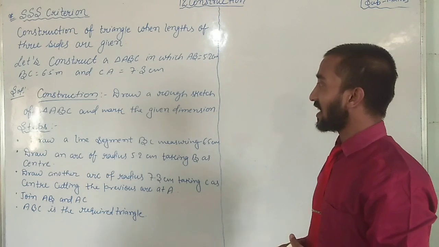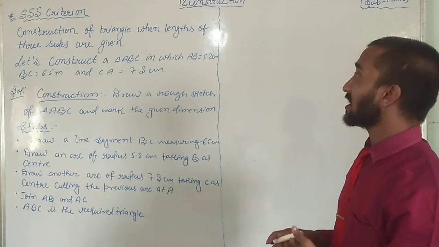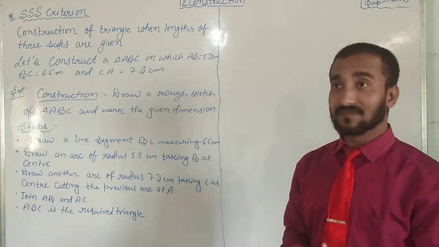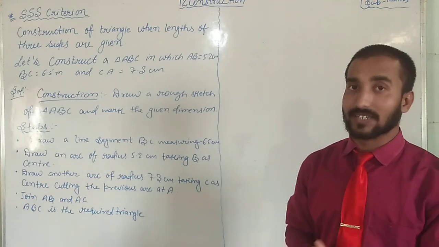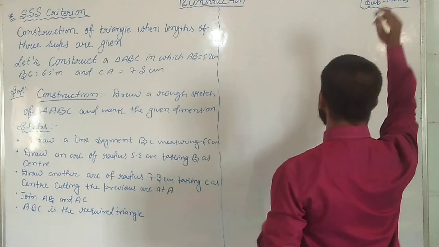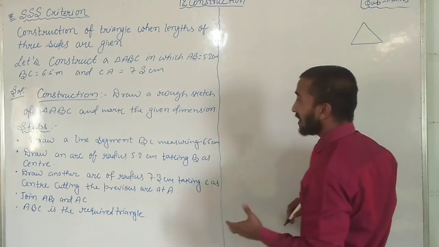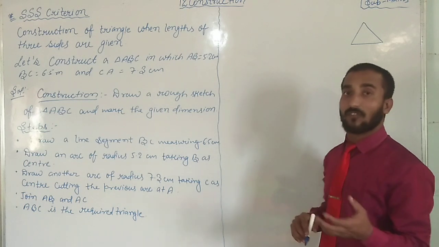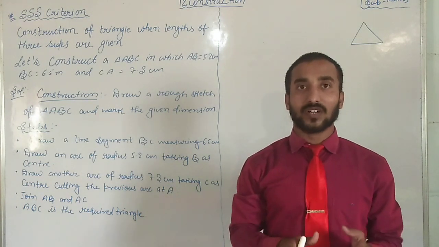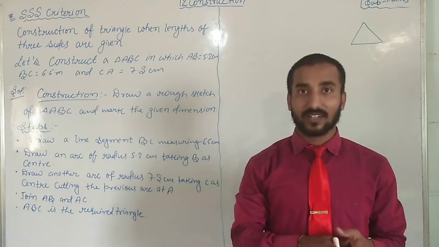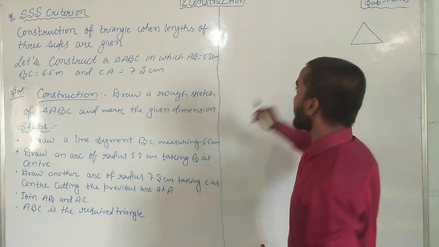Step one: draw a rough sketch of triangle ABC and mark the given dimensions. Students, whenever you construct a triangle, before construction you should do a rough sketch and find out what type of figure will be formed, so that later it will be easy for you to construct. It will help you see where you are missing.